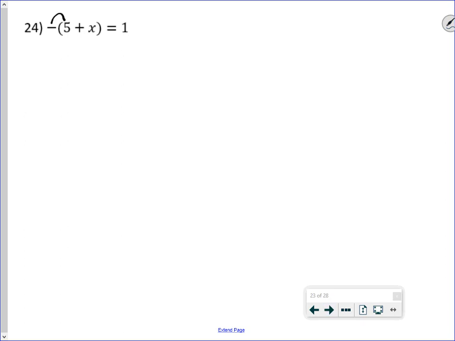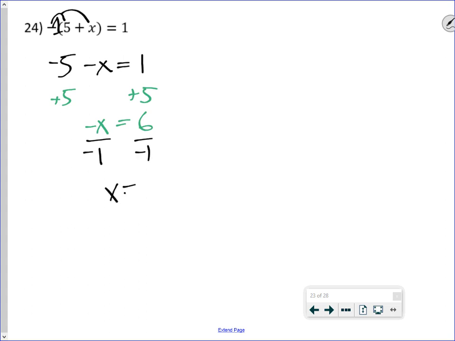Once again, write an imaginary 1 in here if it helps, and that'll give you -5x minus x equals 1. Add 5 to both sides, I get -x equals 6. Divide both sides by -1, and I get x equals -6.